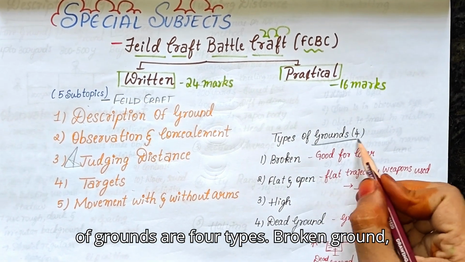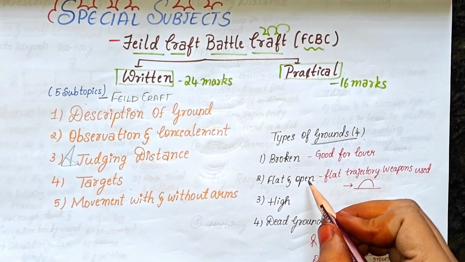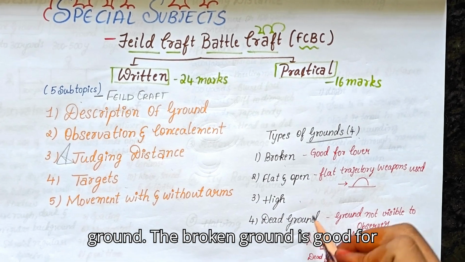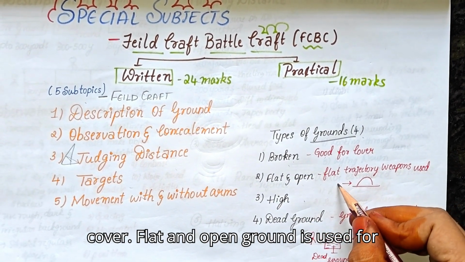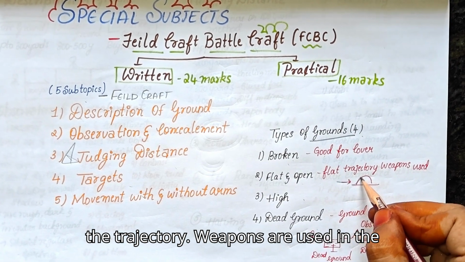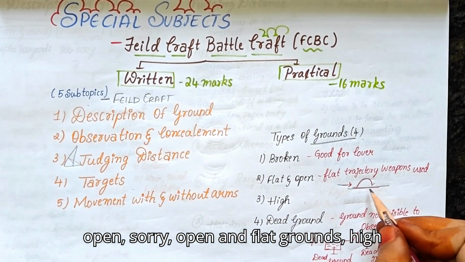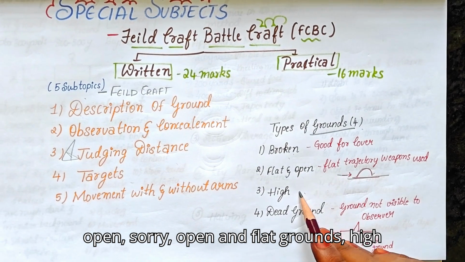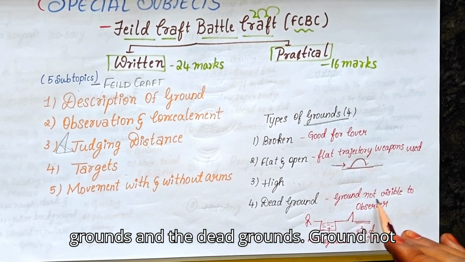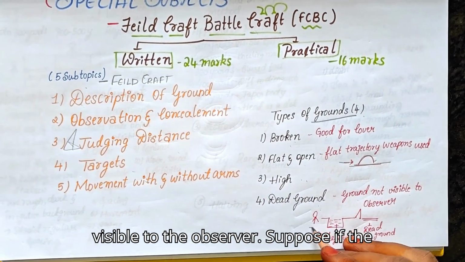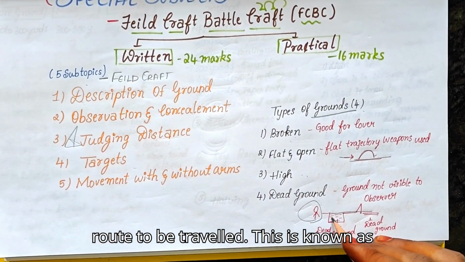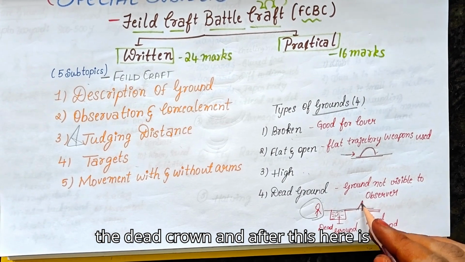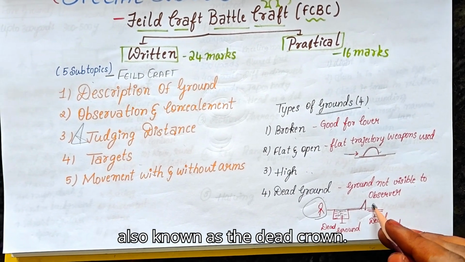The types of grounds are four types: broken ground, flat and open ground, high ground, dead ground. The broken ground is good for cover, flat and open ground is used for the trajectory weapons are used in the open and flat grounds. High grounds and the dead grounds, ground not visible to the observer. Suppose if the observer is here, this is the route to be traveled. This is known as the dead ground, and after this, here is also known as the dead ground.